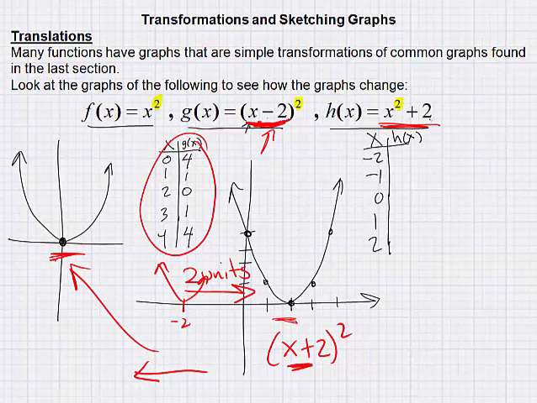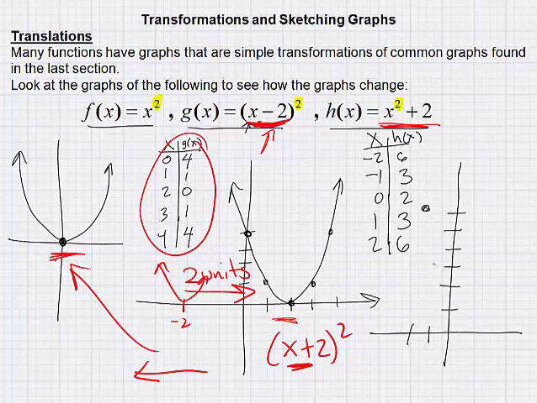So I plug negative 2 in, square it, add 2. I get 6. Negative 1 squared is 1, plus 2 is 3. 0 squared plus 2 is 2. 1 squared plus 2 is 3. 2 squared plus 2 is 6. So I go to draw this graph here. Negative 2, 6. Negative 1, 3. 0, 2. 1, 3. 2, 6. Connect the dots. The shape should still be a U shape. And it is, but how is that different from the original graph?